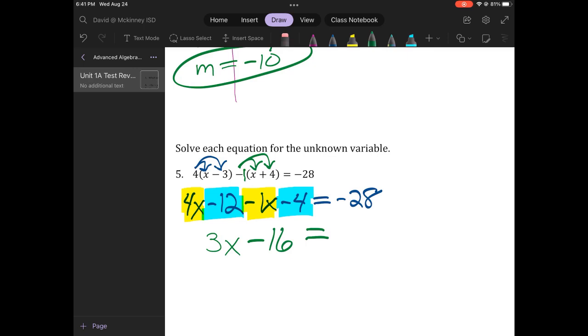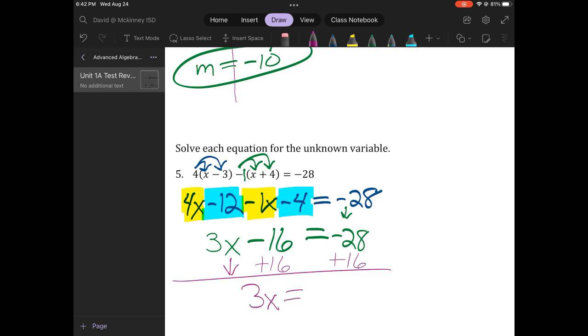Once I do this, I have to bring down my equal sign and my negative 28. Now I start fresh from here, and I have a two-step equation. I need to move all the constants, that is the number by itself, over to one side. So I'm going to add 16 to both sides so that all the constants are just on the right. I bring down my 3x. I bring down my equal sign. Negative 28 plus 16 is negative 12.